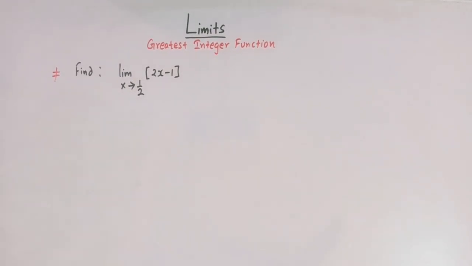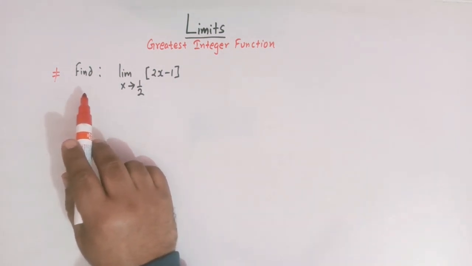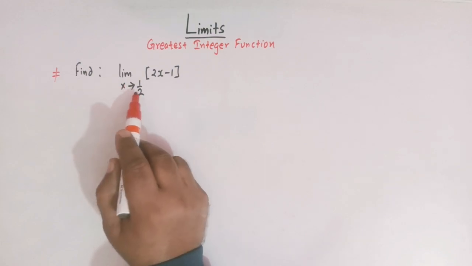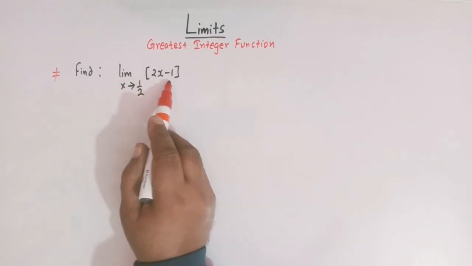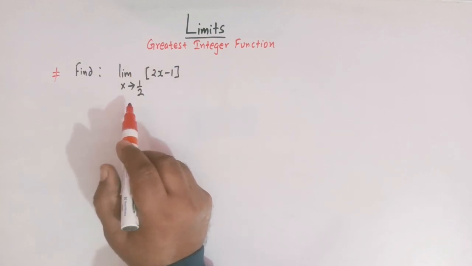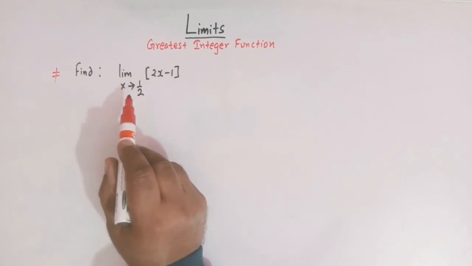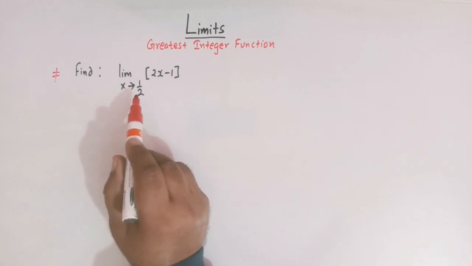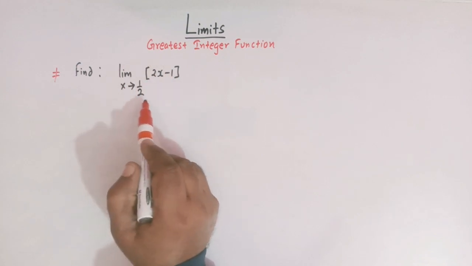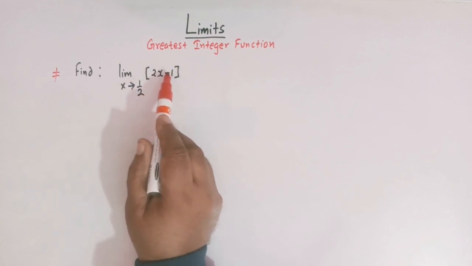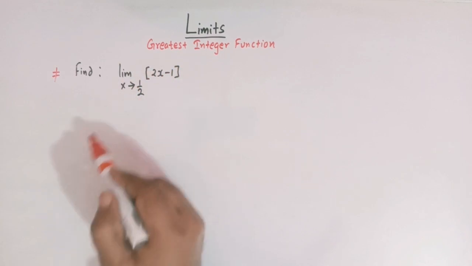Hello viewers, in today's class we are going to discuss a fundamental problem from limits involving the greatest integer function. Here we have to find the limit as x tends to half of the greatest integer of 2x minus 1. We will first find the right hand limit and then the left hand limit, and then we will see whether the limit of this function when x tends to half exists or not.